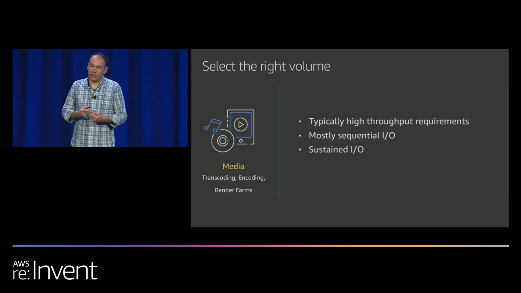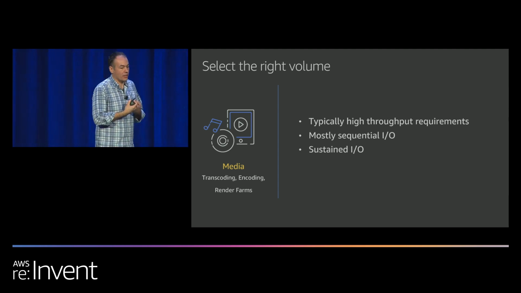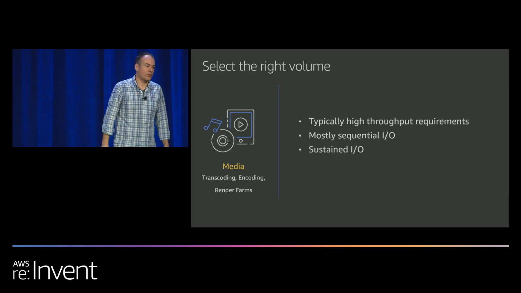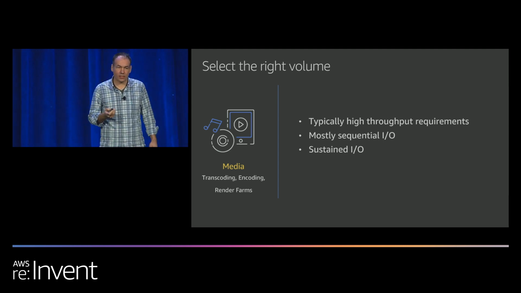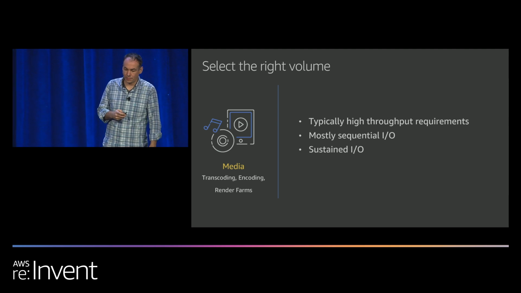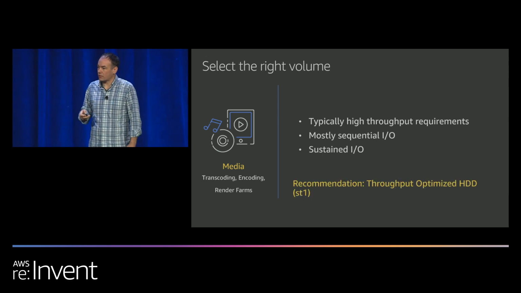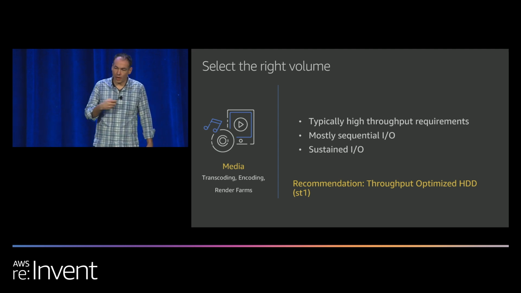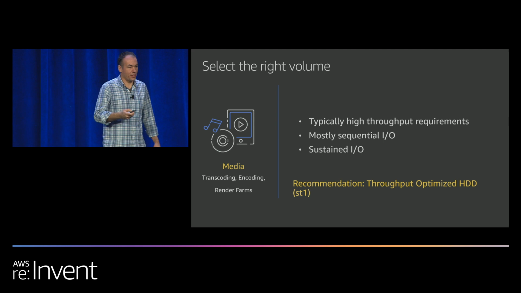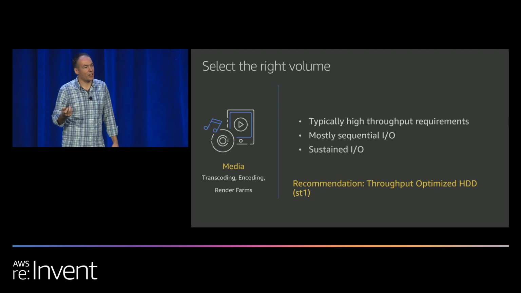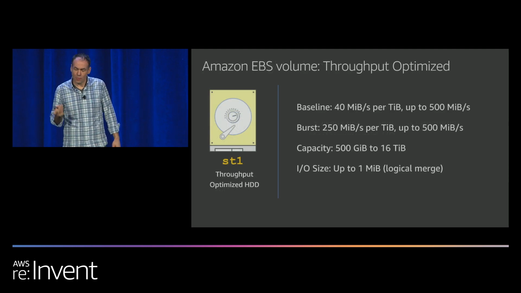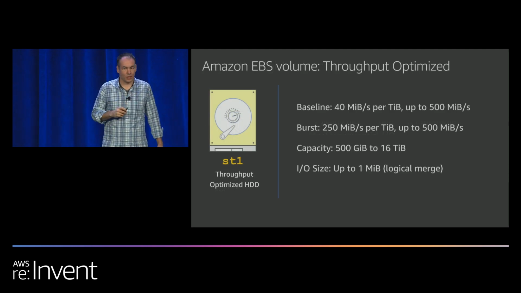Moving on to media. So this is your rendering farms, your transcoding, any sort of streaming product. Typically, you have higher throughput requirements, mostly sequential, and pretty sustained, especially when you're talking big render jobs. So for these products, our throughput optimized HDD, our ST1 product, might be a good fit, and also not called out here, if ST1 doesn't have enough throughput for you, provisioned IOPS with its 1,000 megabytes per second of throughput might be helpful.